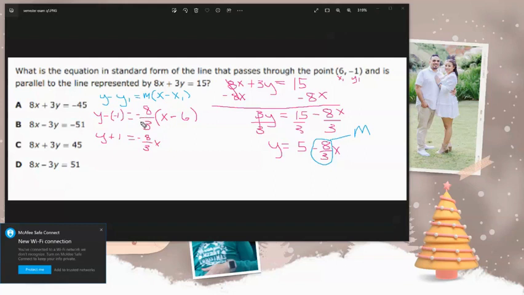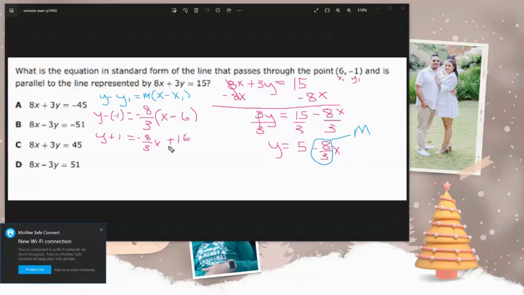So this would be y plus 1 equals negative 8 over 3x, and then negative 8 over 3 times 6. Now, if you did this in your calculator, you would get, sorry, it's late and I don't feel like thinking that hard. Negative 16. Positive 16. Just kidding. Positive 16 because it's a negative times a negative. That's what calculators are for.